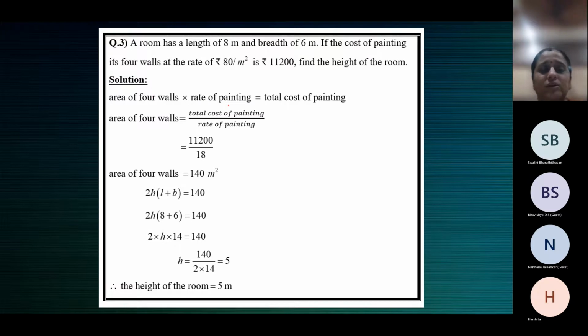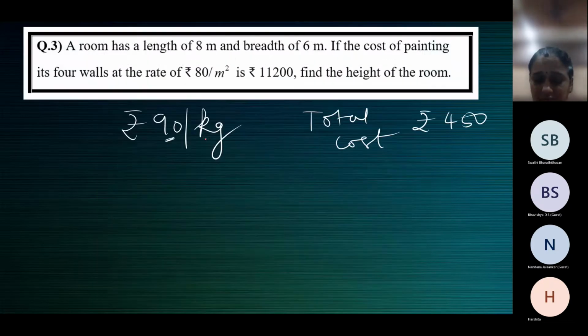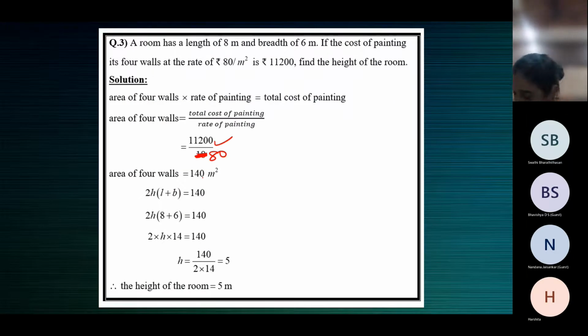So area of 4 walls is equal to total cost of painting by rate of painting, which is 11,200 by, this is 80, children. Sorry, while typing I've gone wrong. This by 80. And when you divide, I think I got 140 here. This division is probably right. 11,200 divided by 80, the division is right. So the area of 4 walls, children, is 140 meters square.